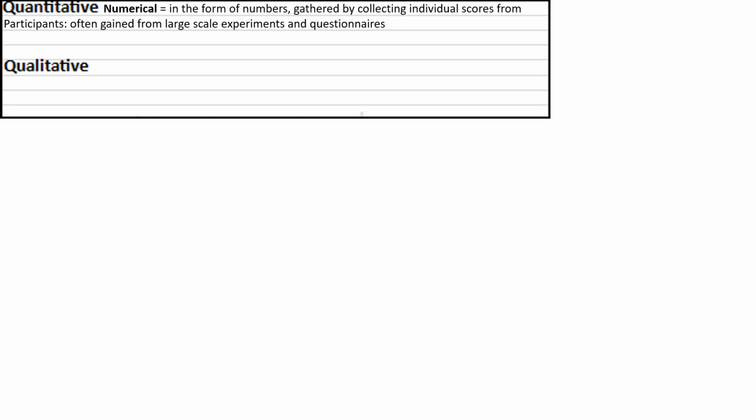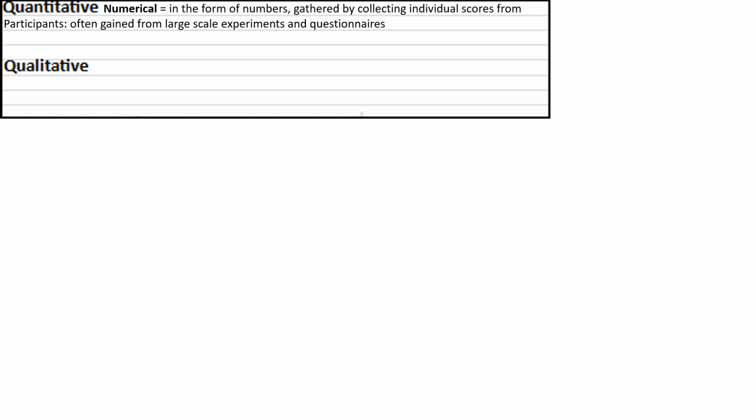So first up, quantitative. This is nice and easy to remember because quantity is about the amount. So we talk about the amount, the quantity, it means data that we have a number for. Quantitative data is simply data in the form of numbers. Now if we want to gain quantitative data, we'll have to go out and collect individual scores from participants.